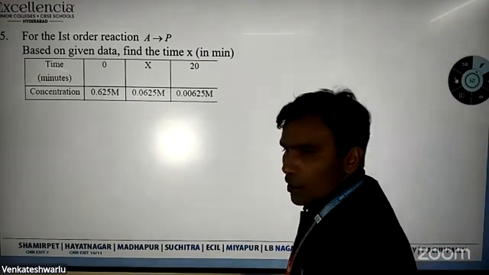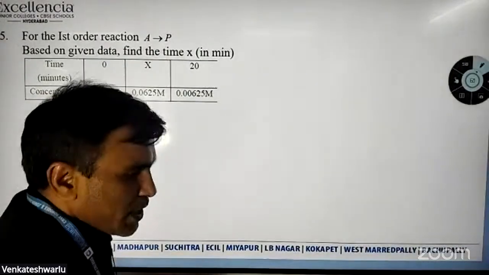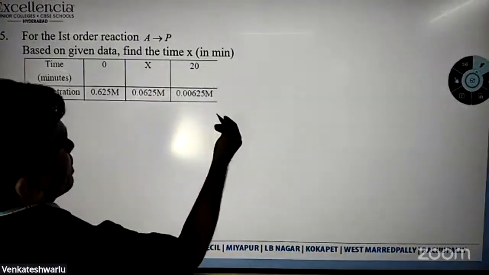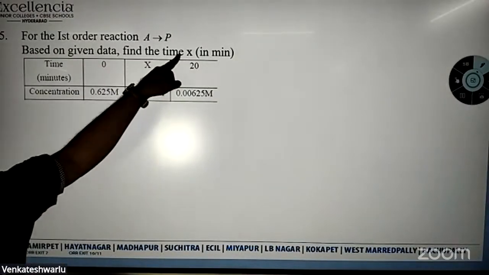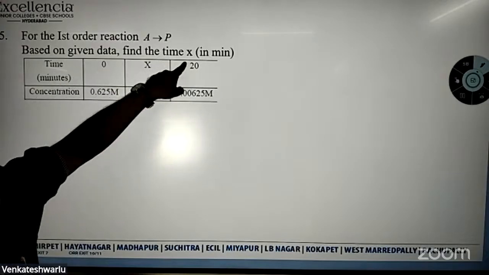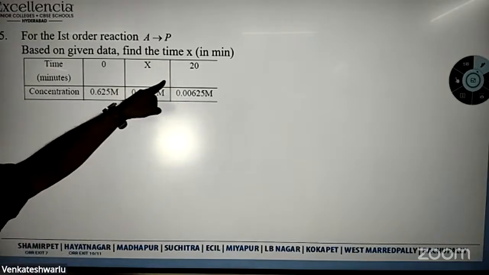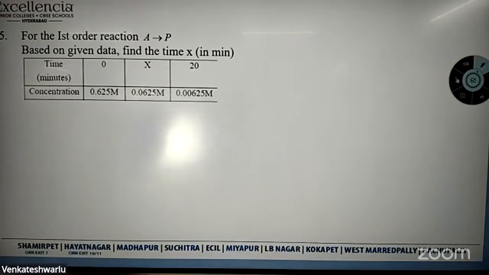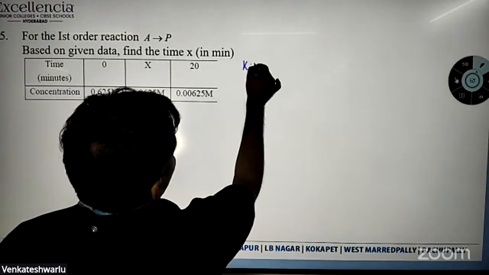Now this is one of the important chapters from second year, kinetics. One reaction is given, A gives rise to P, a first order reaction, and based on the given data they are asking to find the x in minutes. The time is given in minutes and the concentration is given. Yes, this is a very important first order equation.